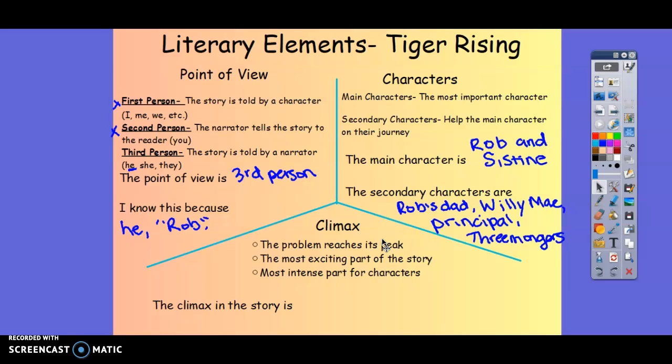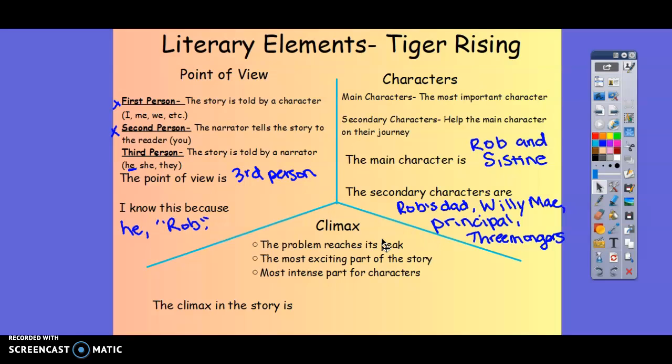So the climax so far, even though we haven't read the whole book yet, it would be something we could think about. Well, let's see. At the beginning, I know his mom dies, and that is a big event that happens to Rob, but it doesn't really make anything else happen in the story. So I'm not going to say that that's the climax. Then we know he finds the tiger. Well, he finds the tiger, and that is a big deal, but so much more is happening after he finds the tiger.